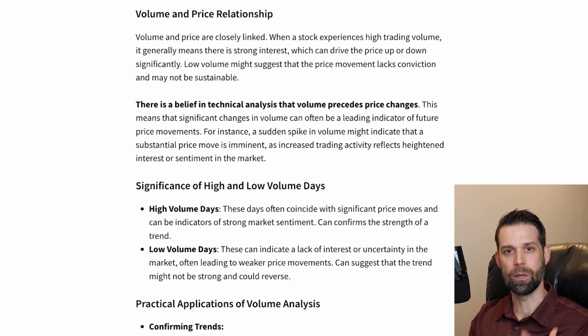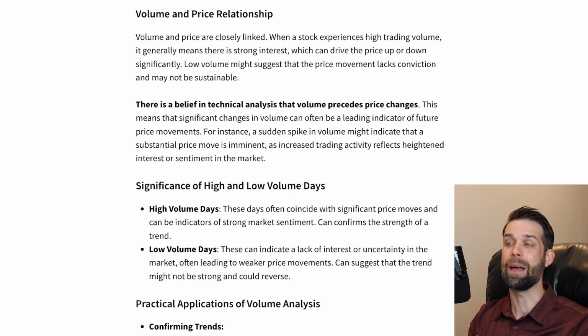Any edge that you can get in trading is important, and that's why following volume and using volume indicators can help you make better trades. For example, if there's a sudden spike in volume, that might indicate that a substantial price move is imminent, as increased trading activity can reflect heightened interest or sentiment in the particular market that you're in.